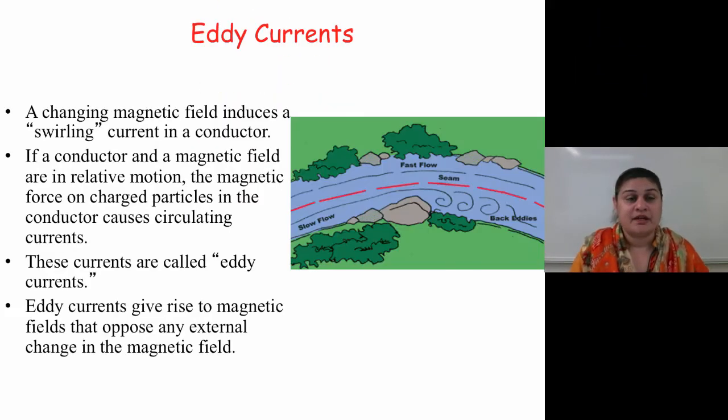Eddy currents. A changing magnetic field induces a swirling current in a conductor. If the conductor and magnetic field are in relative motion, the magnetic force on charged particles in the conductor causes circulating currents. These currents are called eddy currents. Eddy currents give rise to magnetic fields that oppose any external change in the magnetic field.